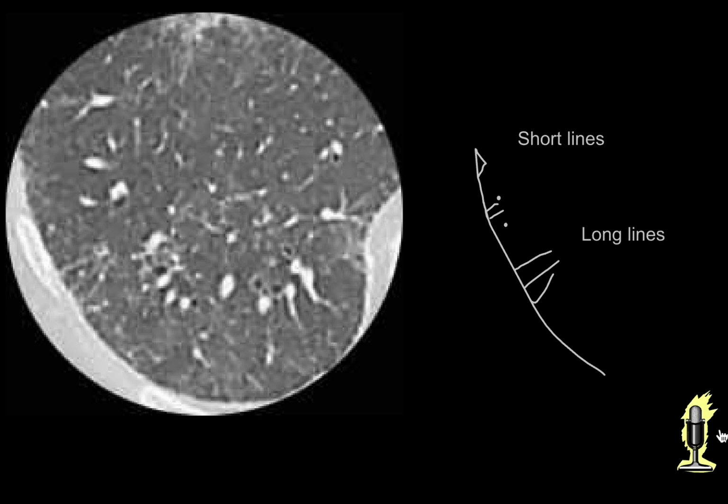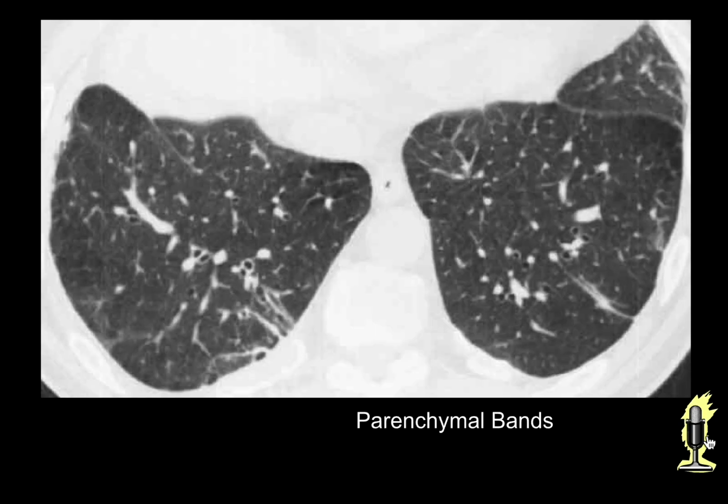Both short and long lines are demonstrated. Short lines extend from the region of the respiratory bronchiole to the periphery of the lung. Note the prominent parenchymal bands in this example.